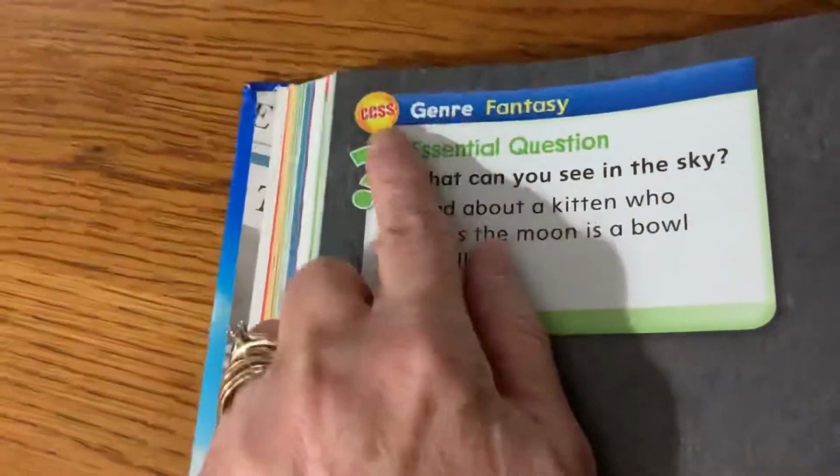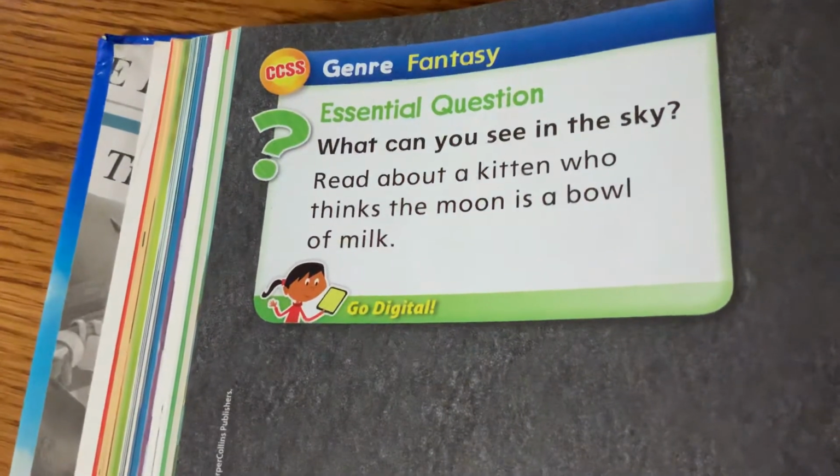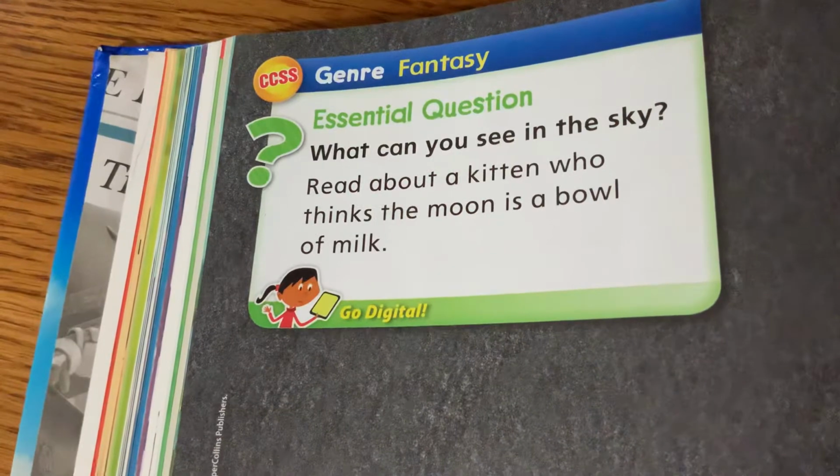The genre is going to be fantasy. Remember what fantasy is. Fantasies are stories that could not really happen, and they usually have characters that are animals that are doing things that people would do.